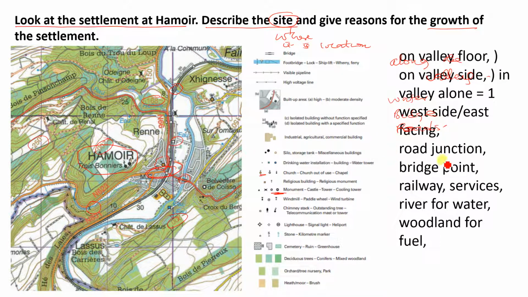They said it's on a valley floor. That's the site. So you see a road junction, bridge point, services, railway, and we have woodland. Sorry, I didn't even pick that. All these are woodland. So woodland for agriculture, and the trees can be used as a source of fuel. So you see deciduous trees, I didn't mention that they're also there. They will help the growth of the settlement.